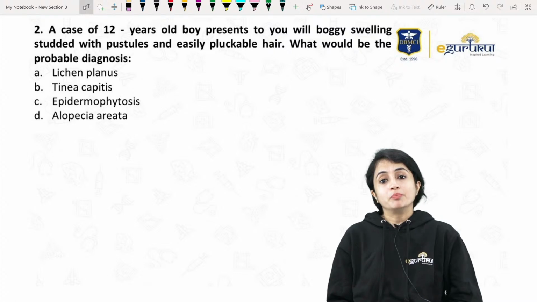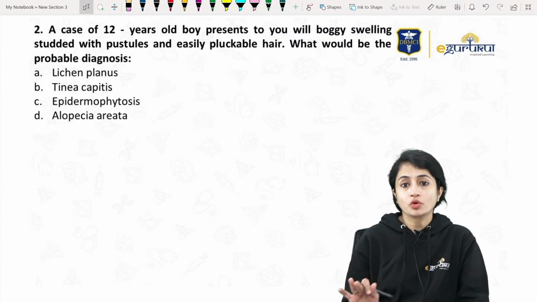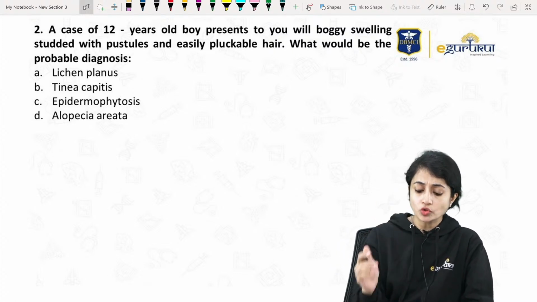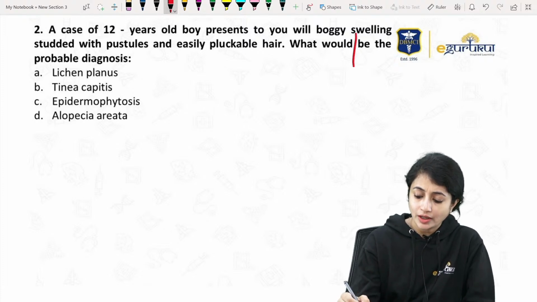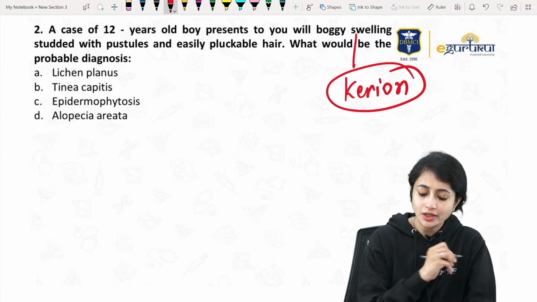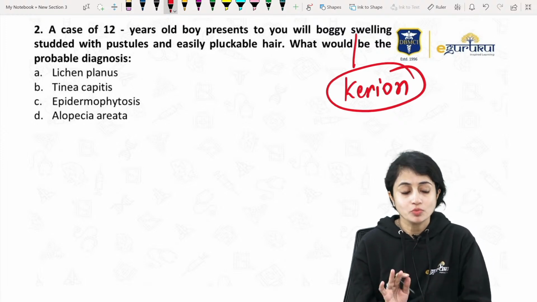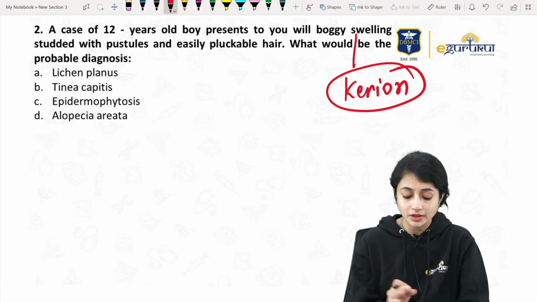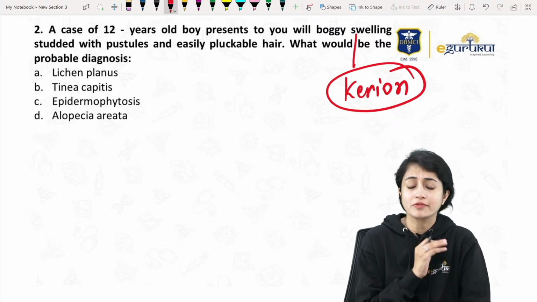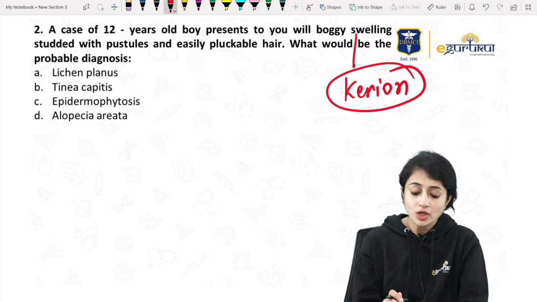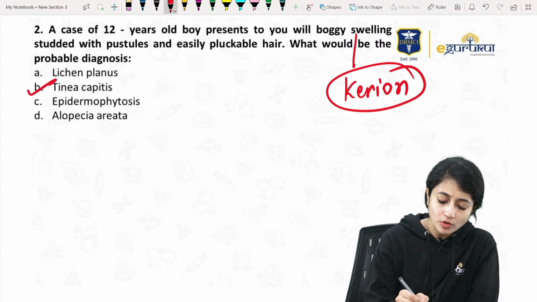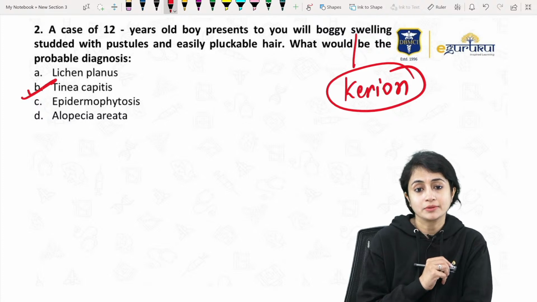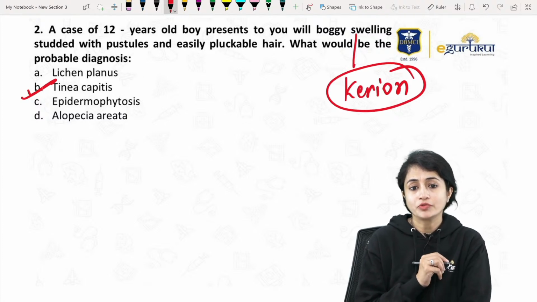So remember, boggy swelling in dermatology almost always tells you that it is a kerion, especially when it is in a child and when it is on the scalp. So boggy swelling in a child is a kerion. Now what is a kerion? Kerion is not there in the options. They have simplified the options for you. So kerion is a type of tinea capitis.